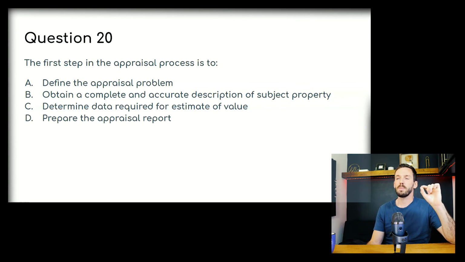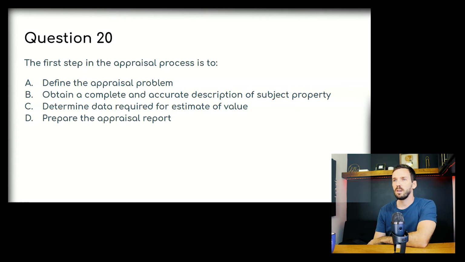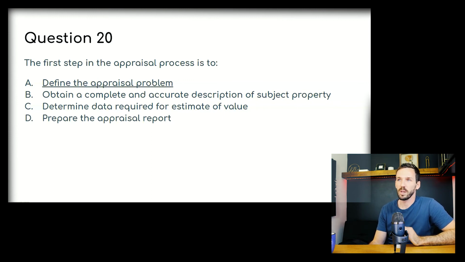Question 20. The first step in the appraisal process is to define the appraisal problem, obtain a complete and accurate description of subject property, determine data required for estimate of value, prepare the appraisal report. I don't get the question. Agents don't do appraisals. We're specifically told to stay in our lane, right? We can't do appraisals. Define the problem is the answer, A, but I just don't get it. All we need to do is make sure we get an appraisal and hope that it gets close to what the offer price was.